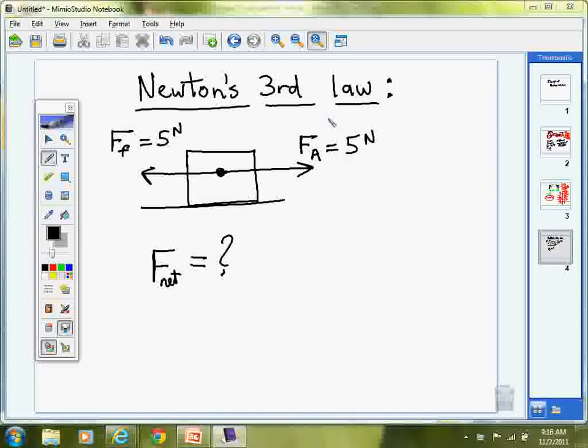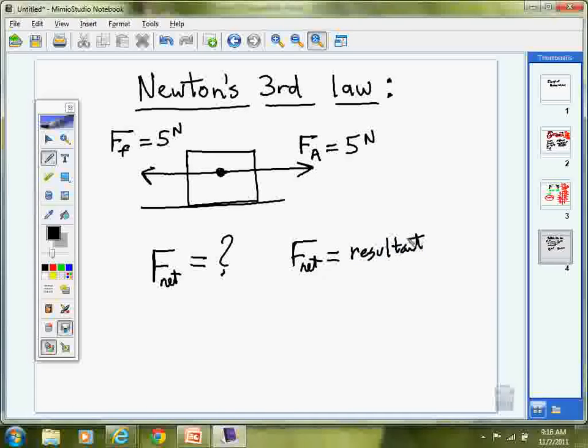5 newtons. Now this object could either be still or it actually could be moving to the right with uniform motion. Regardless, what would be the net force on that object? The net force is the same as the resultant force. So basically, if you have 2 forces acting in the opposite direction, how do you find the resultant force? You just have to subtract them.